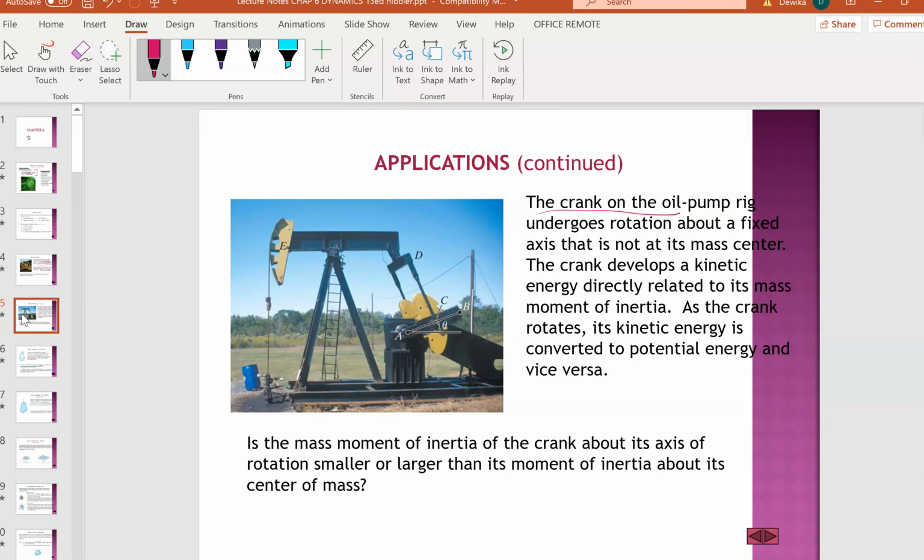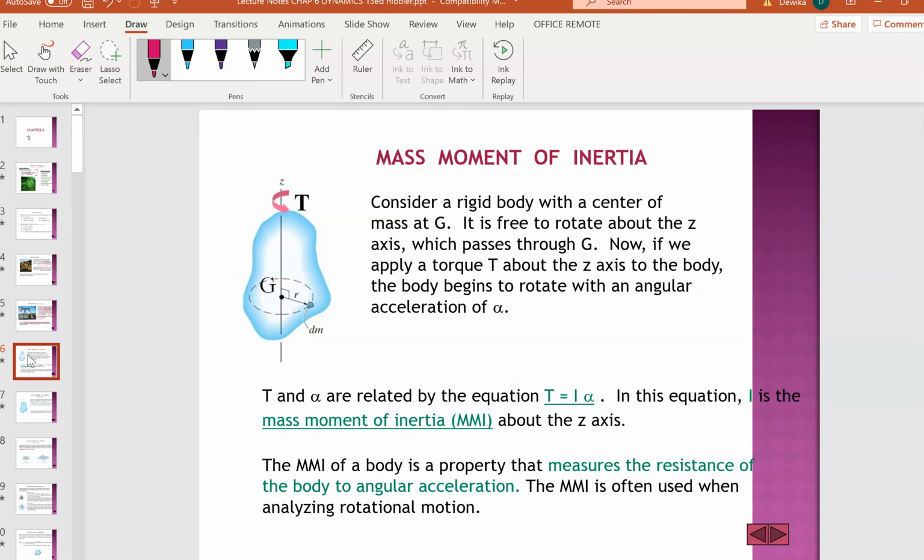The crank on the oil pump rig undergoes rotation about a fixed axis, and it's not the mass center. The crank develops a kinetic energy directly related to its mass moment of inertia. As the crank rotates, its kinetic energy is converted to potential energy and vice versa, because it goes up and down. So is the mass moment of inertia of the crank about the axis of rotation smaller or larger? Mass moment of inertia is given as T equals I alpha.